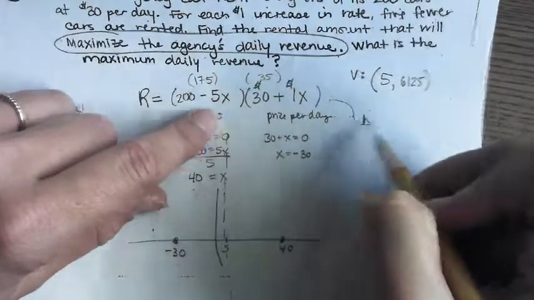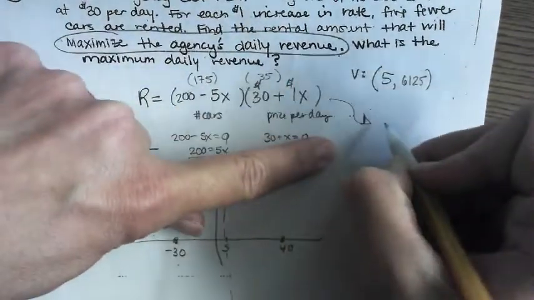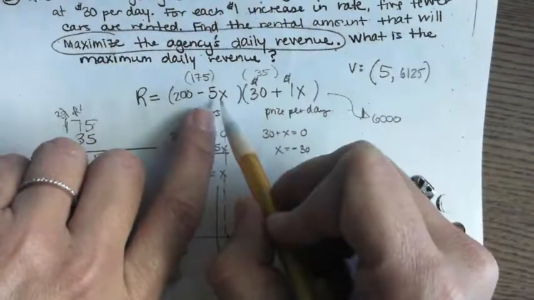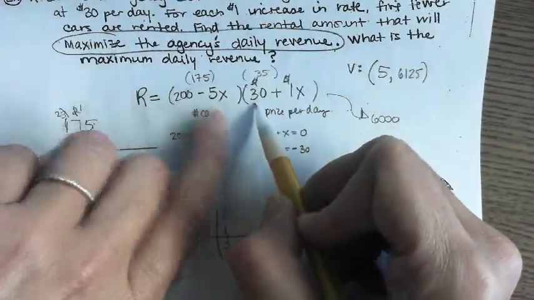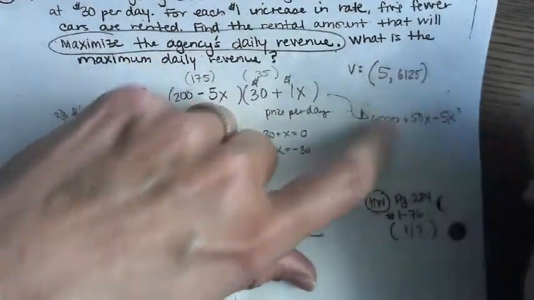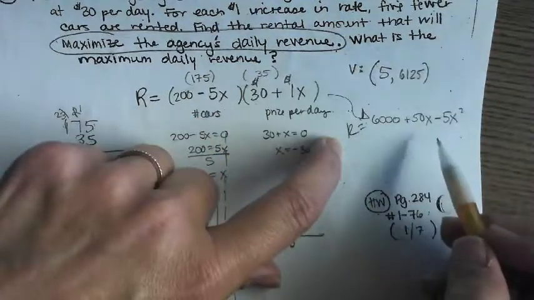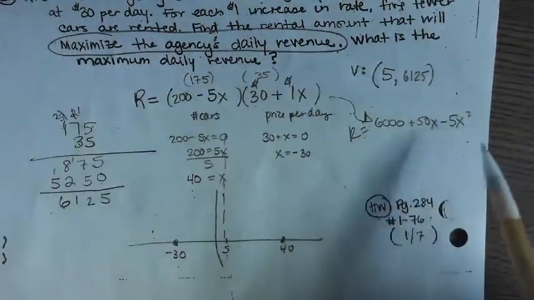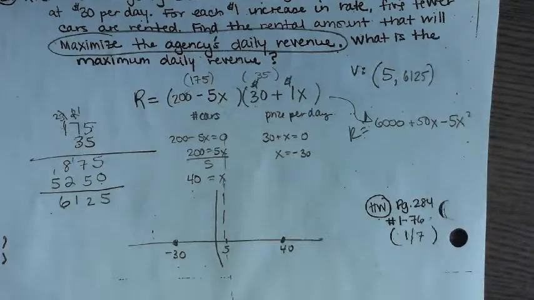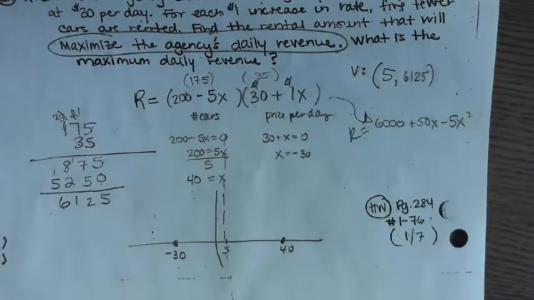Because if I had done that, I would have gotten 6,000 plus 200x minus 150x, which is plus 50x minus 5x squared as my revenue equation. Now, you can do negative b over 2a on that if you want to. You can complete the square on that if you want to. Or you could use your zeros to capitalize on the fact that the vertex is always halfway in between. Does this make sense?